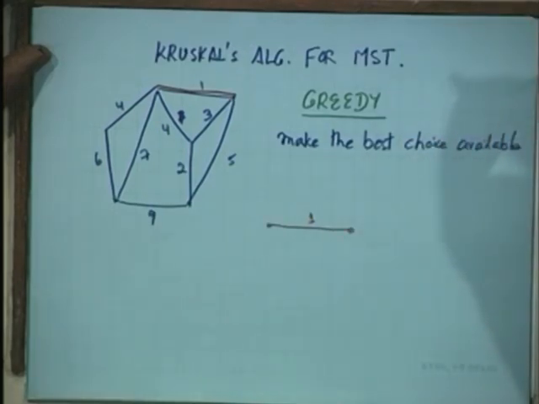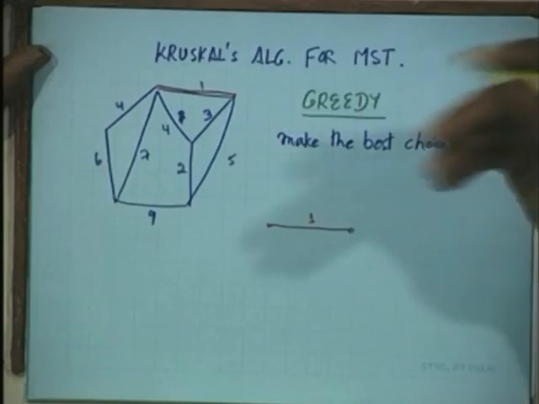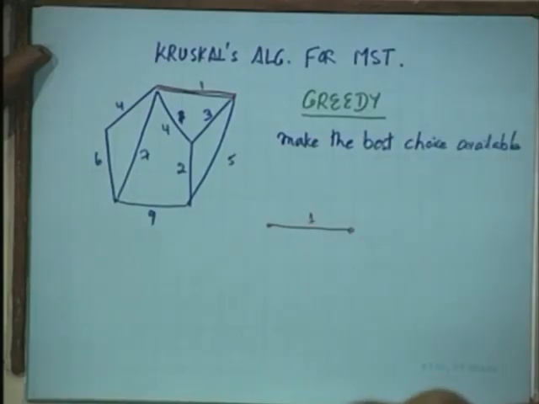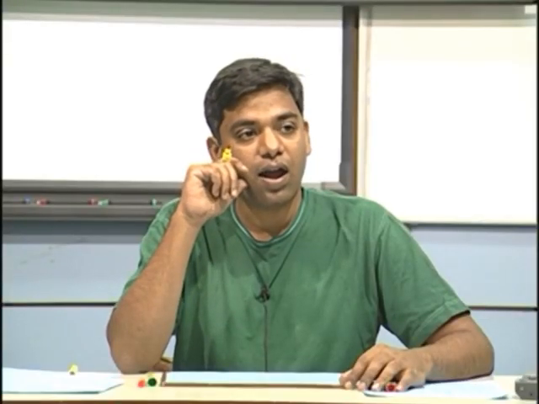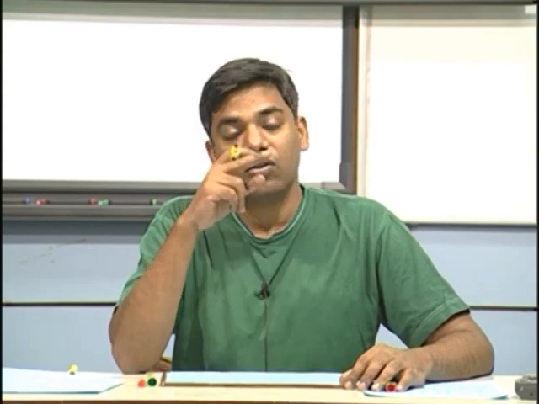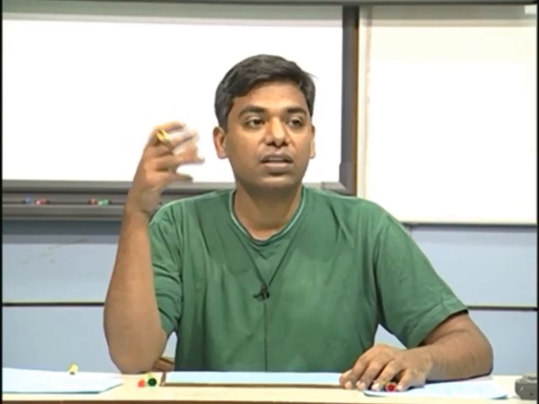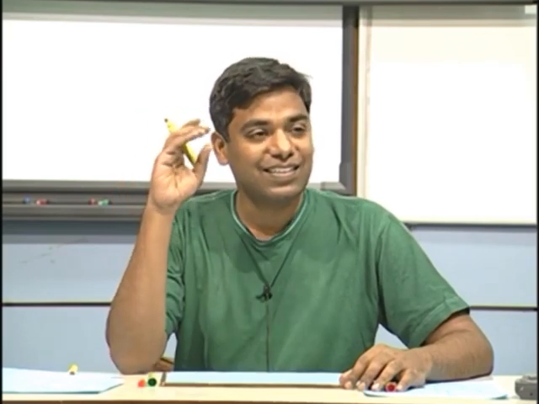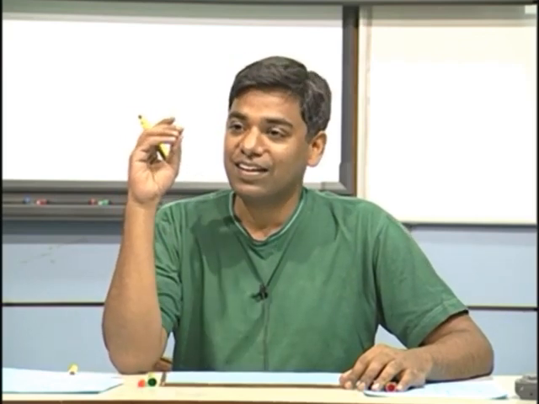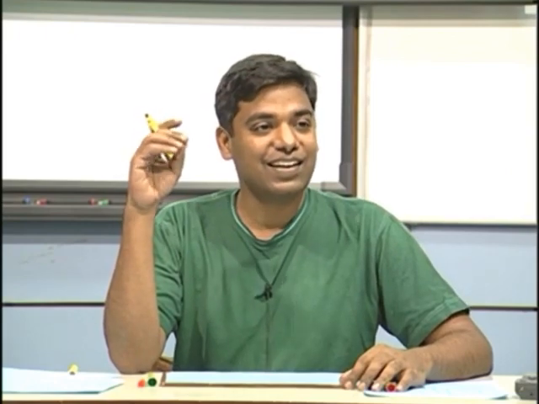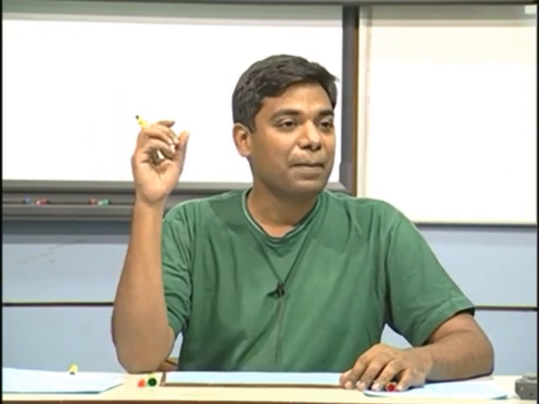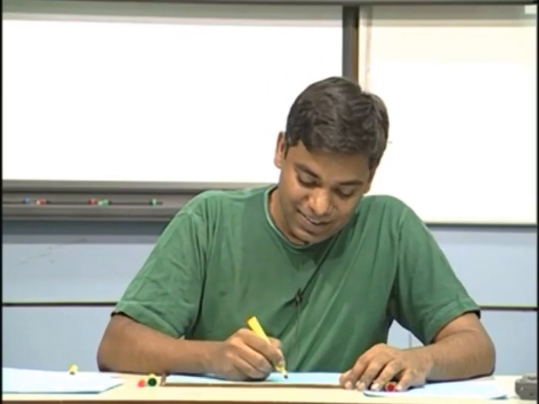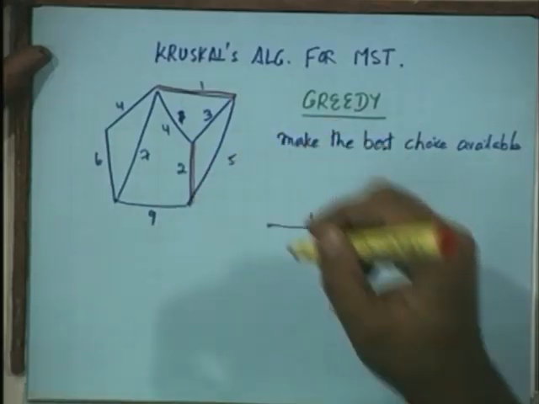Now which is the next smallest edge? Or which is the next best choice to make? 2? 2 or 3? Look, when you are saying we need to connect it, you are thinking of the future. Don't do that. Be greedy, as greedy as you can, right? Just take the best choice. Yeah? So the next best is just go for the length 2.